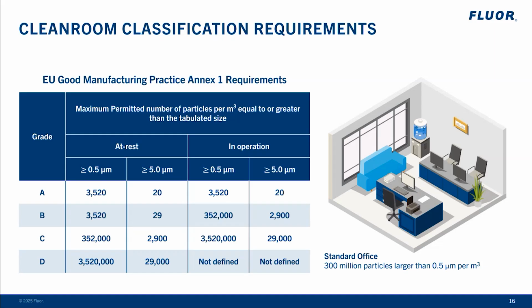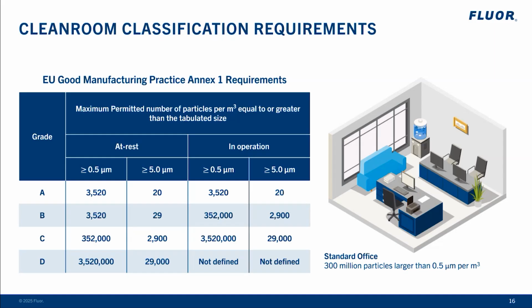The GMP standards define four main cleanroom classes: A, B, C, and D. Class A represents the cleanest environment, where particle concentration must remain extremely low in both states. Additionally, laminar airflow is required. On the other hand, Class D allows a much higher particle count, but still under strict limits.